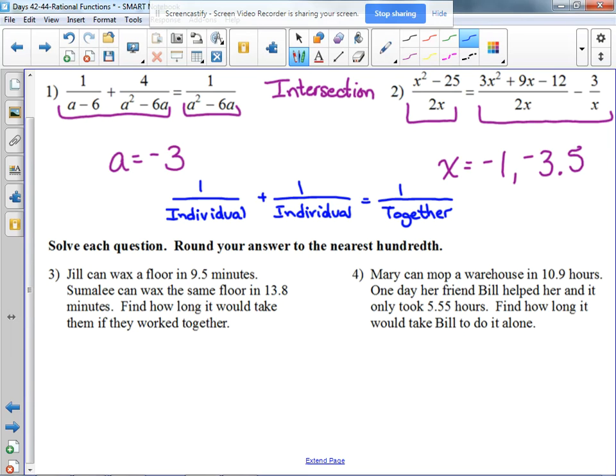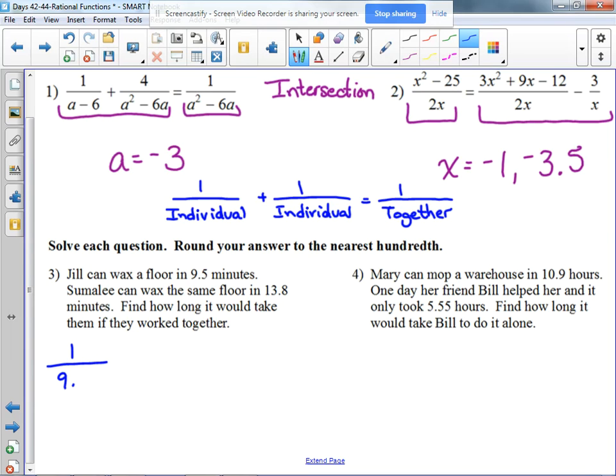So let's look at what number 3 says. Jill can wax the floor in 9.5 minutes. Sumali can wax the same floor in 13.8 minutes. They gave us both of their individual times. You want to make sure that they have the same units. They're both in minutes, so we're good there. Sometimes they might give you 1 in hours and 1 in minutes. So if they do that, you've got to convert the hours to minutes. But here they're the same, so we're good.